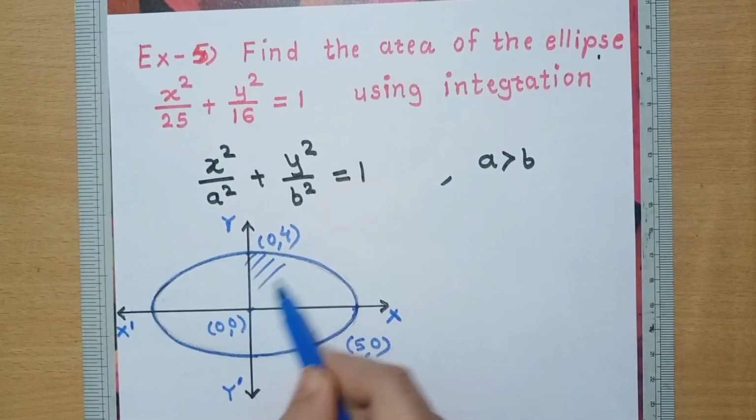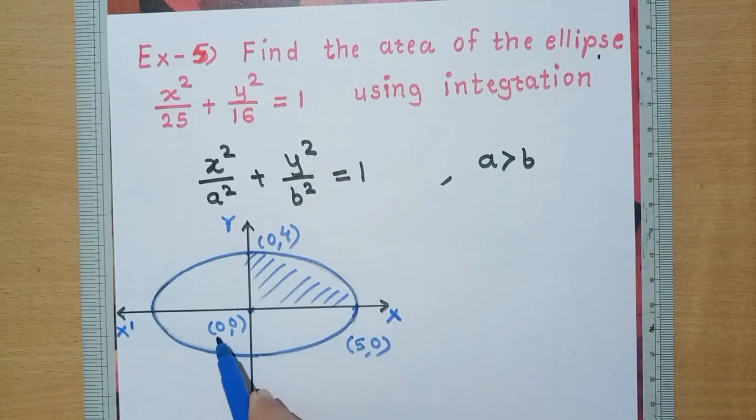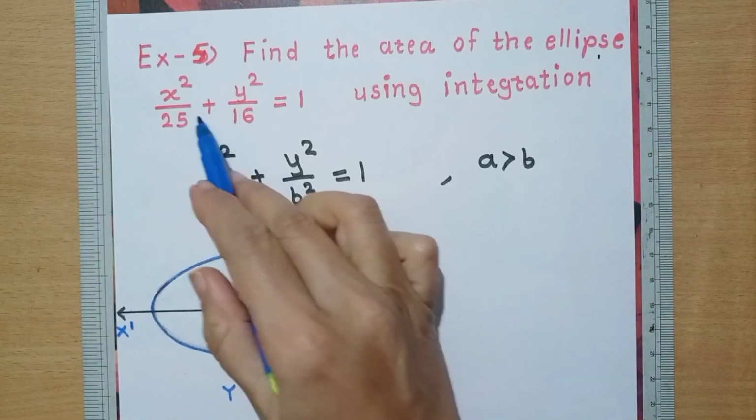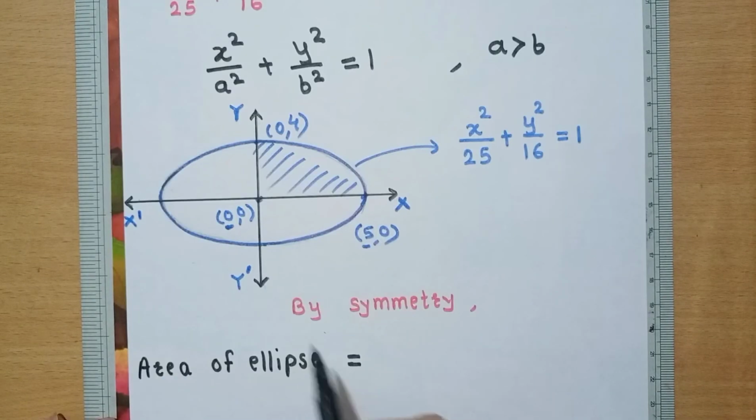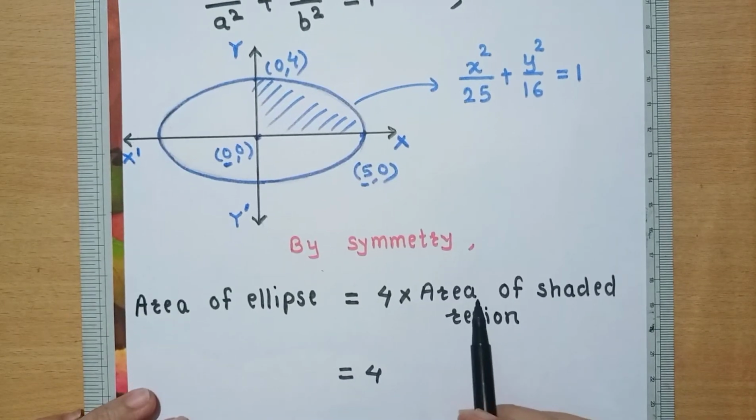So first we will find out the area of this shaded region. We know that limits of x are x is equal to 0 to 5. This ellipse is this, and therefore the area of the ellipse by symmetry we will write down 4 multiplied by the area of shaded region, and again this is equal to integration.